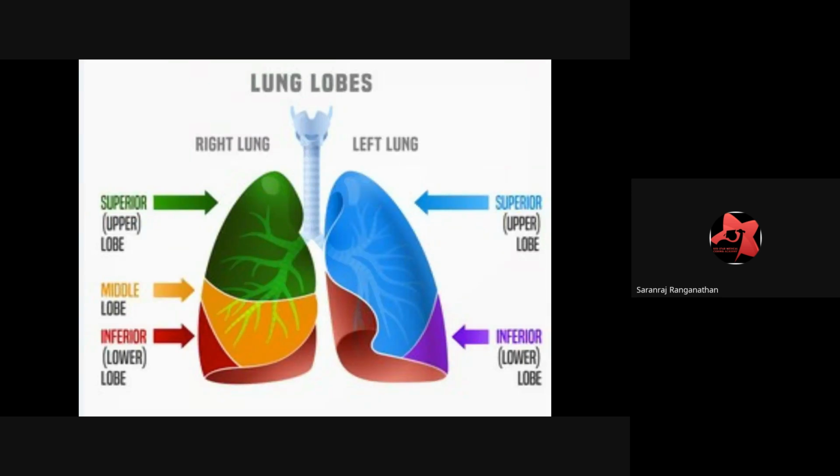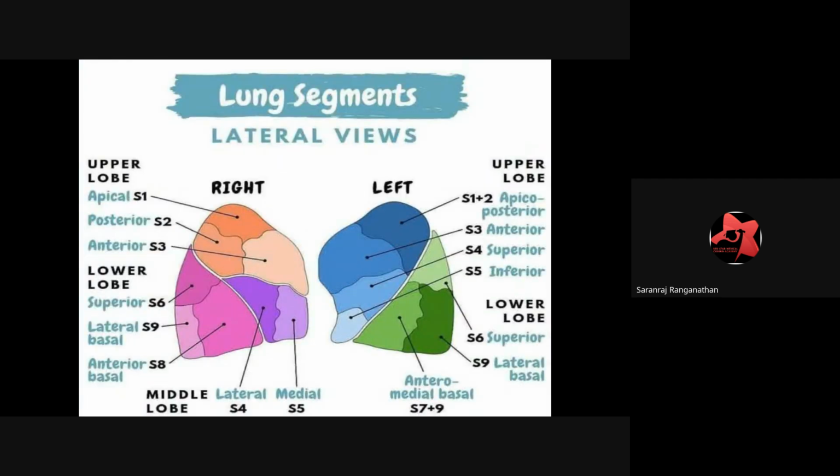Then next, the anatomy of the lung lobes they have given. The right lung has three lobes and the left lung has two lobes. So the right lung's first lobe is the superior, which means upper lobe, then the middle lobe, then the inferior, lower lobe. Then the left lung, superior upper lobe and inferior lower lobe. This is the cardiac notch. And these lobes are divided into multiple segments. Those segments they have given here.